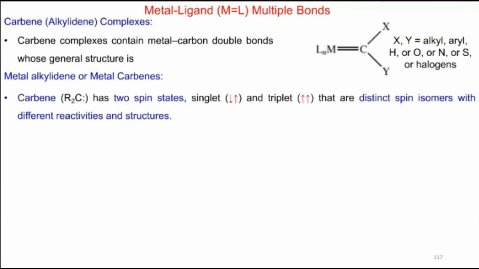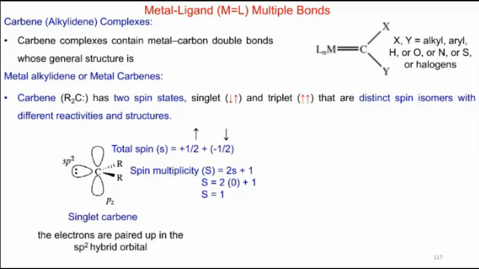Carbene is nothing but a CH2 moiety, a highly reactive species where two unpaired electrons are present. Depending upon the orientation of the electrons and other factors, we classify carbene into two different categories: singlet carbene and triplet carbene. Singlet carbene means you have a pair of electrons present in one orbital, whereas the other orbital is empty.